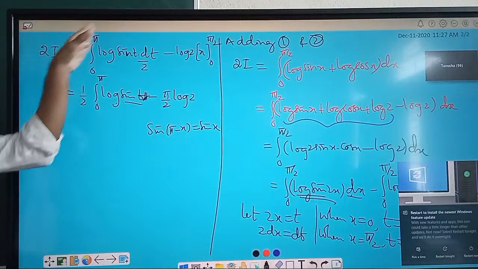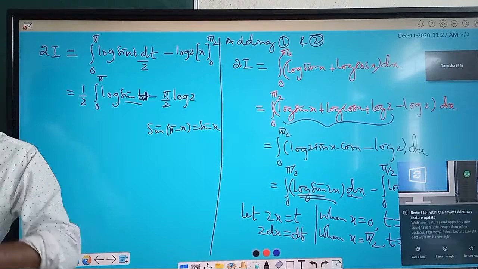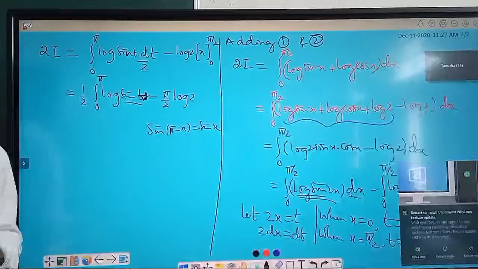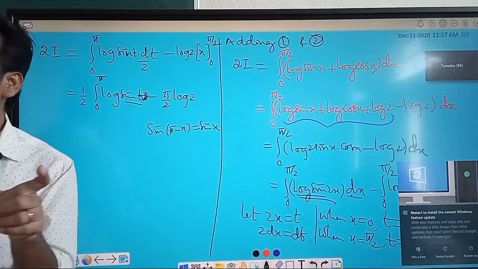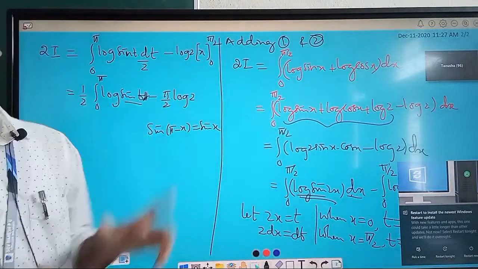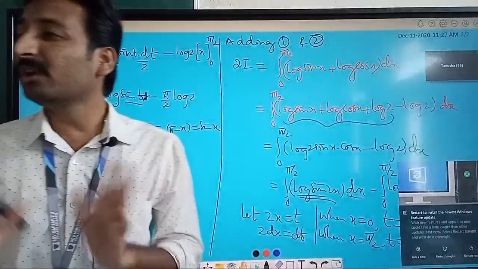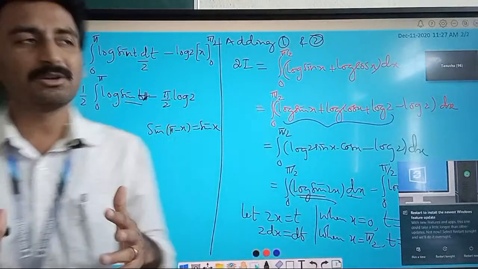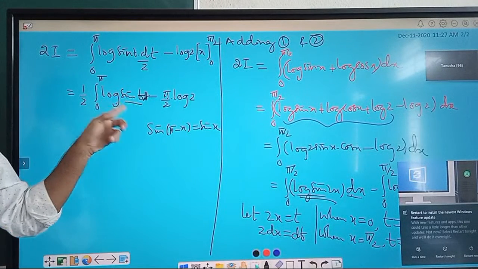For any integration, one thing you remember, it is called an improper integral type. There are again two types of integrals in definite kind: proper integrals and improper integrals. Proper integrals means there is no point of infinite discontinuity. Here look, if I put t equal to 0, sin 0, log 0 is minus infinity.